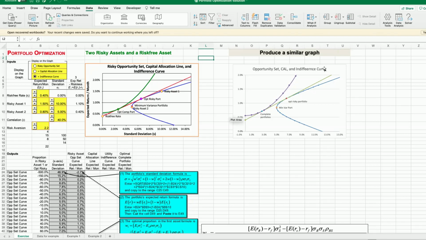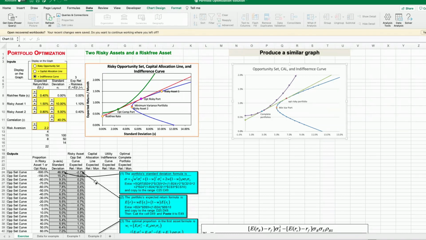This video is a demonstration of how to replicate the graph that shows the risky opportunity set, indicated by this blue curve, the capital allocation line, which is this straight red line, and the indifference curve, which is this blue curve here. And we want to have a nice graph that replicates the graph over here.